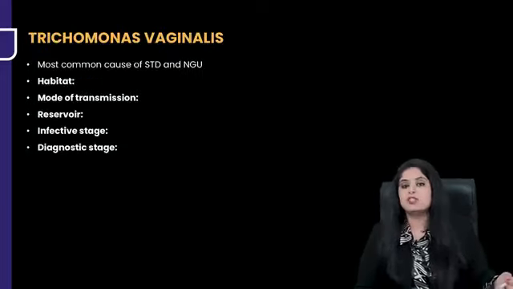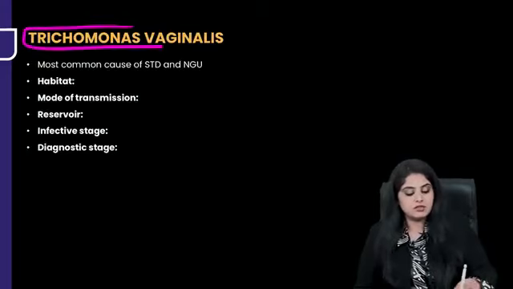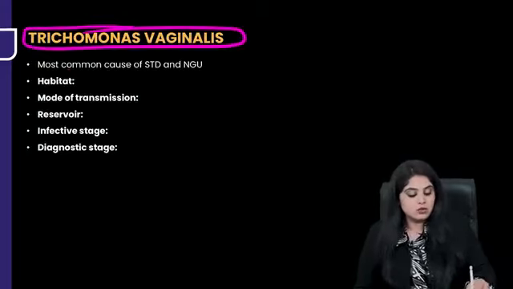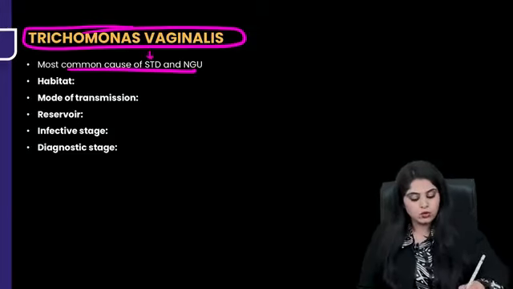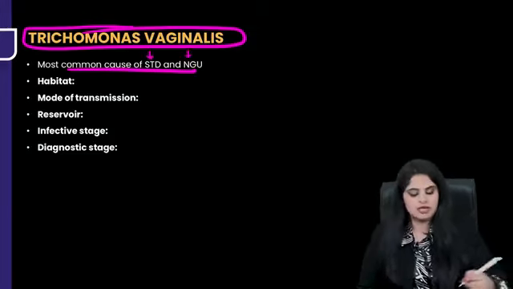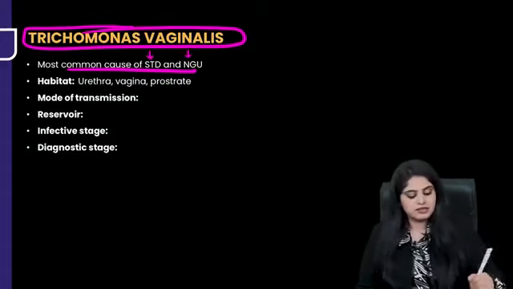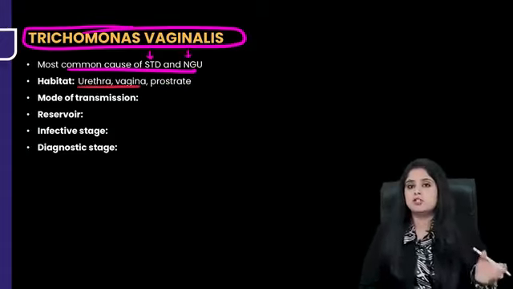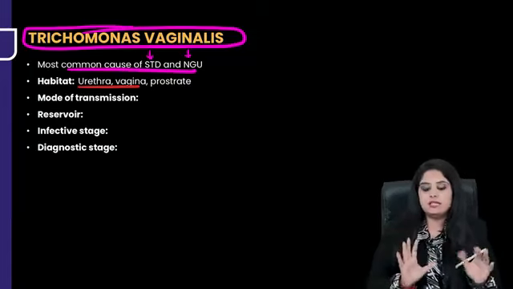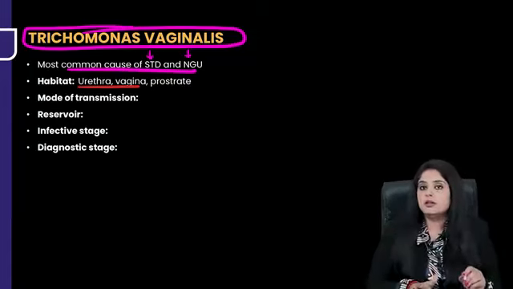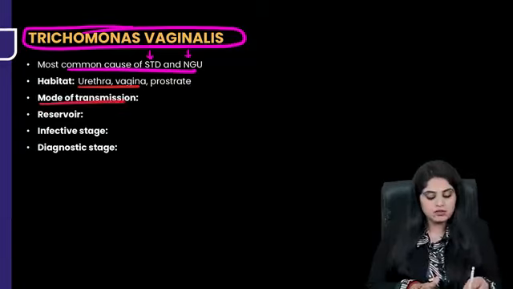Now we come to the fashionable auntie, and that fashionable auntie is Trichomonas vaginalis, which is one of the most common causes of sexually transmitted disease and non-gonococcal urethritis. So what is the habitat? All the genital areas are the habitat. In females it's going to be the vagina and urethra. In males it is the urethra and prostate. So all the genital areas are going to be the habitat, and of course the mode of transmission is sexual.